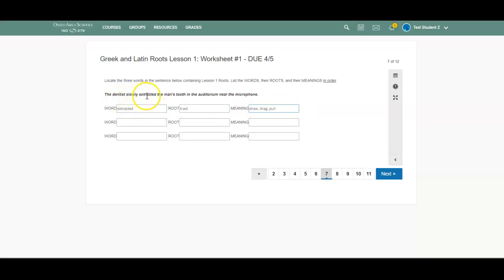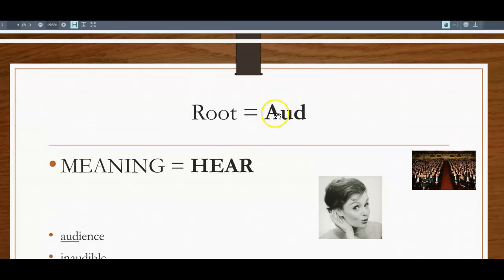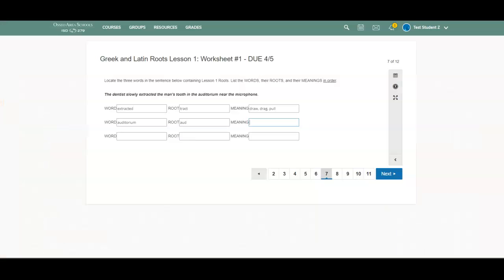As I continue through the sentence, I see the word auditorium, and odd was one of my roots. So, auditorium is the word, odd was the root, and according to my notes, the meaning of odd is here. So I type that in that last blank.